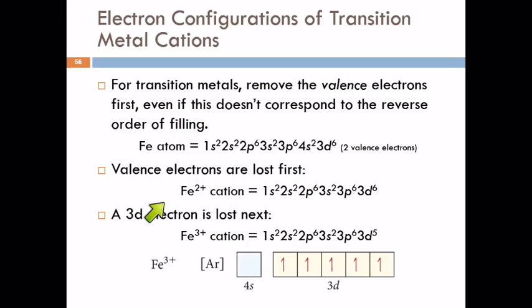If you go one further and form an Fe3+ ion, you're going to then remove one of those 3d6 electrons, and you'll end up with this. Any questions?